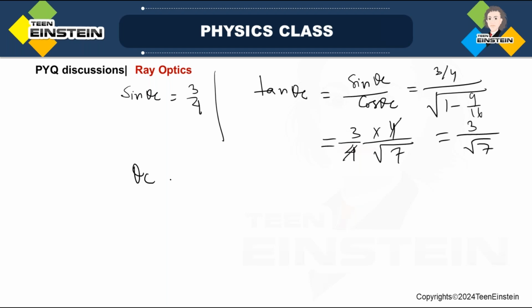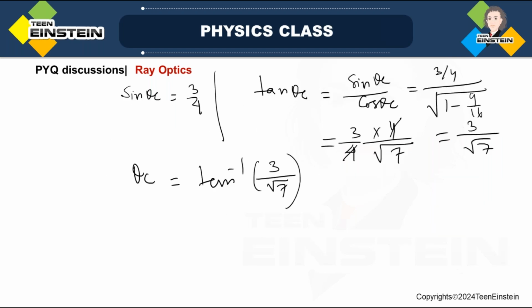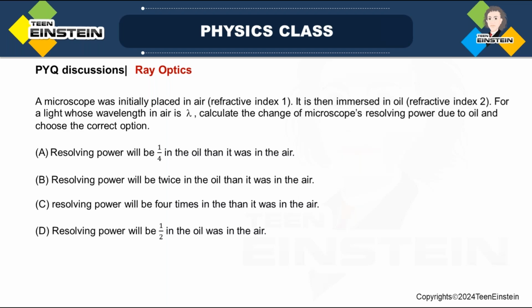That means theta c is actually tan inverse of 3 by root 7. Look, this option A will be the correct answer for this question, right? Now let us go to the next problem.